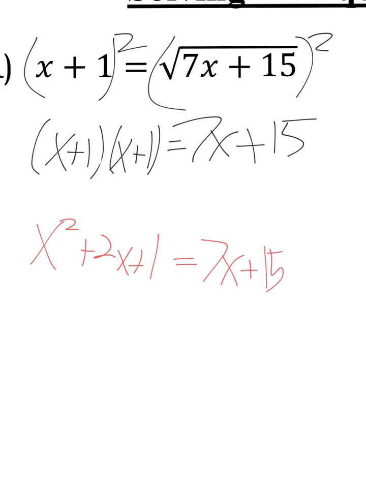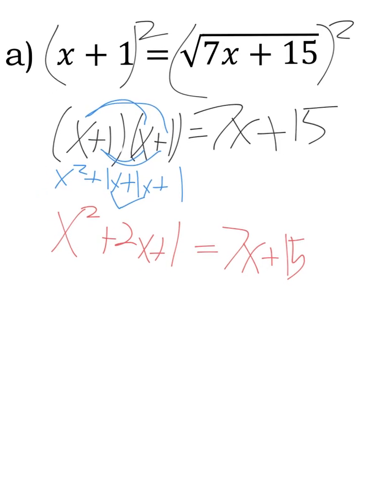Now, the longer explanation is just this. Do x times x, that's x squared. Do x times 1, that's 1x. Do 1 times x, that's 1x. Do 1 times 1, that's 1. What's 1x plus 1x? 2x, see? But once you get a hang of the patterns, you can just do that.